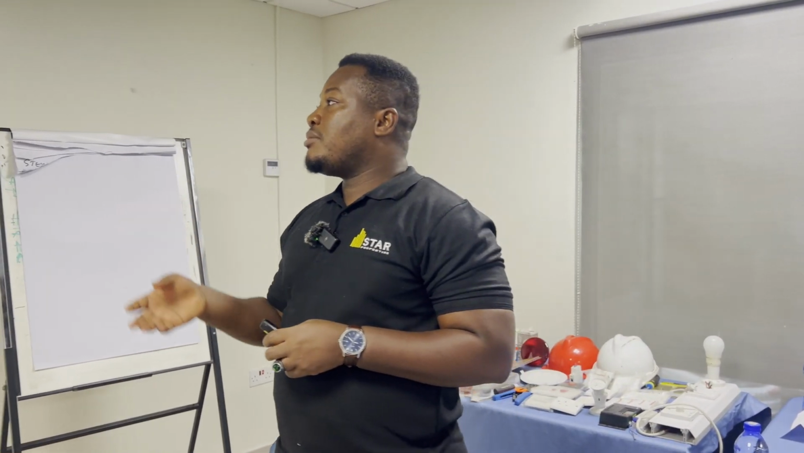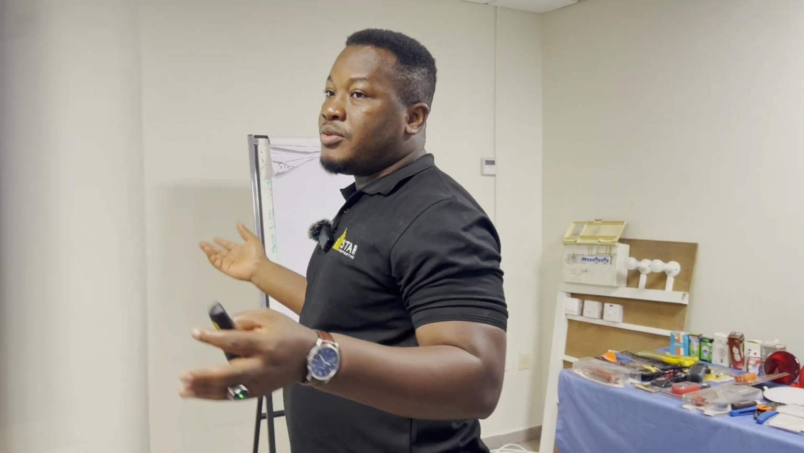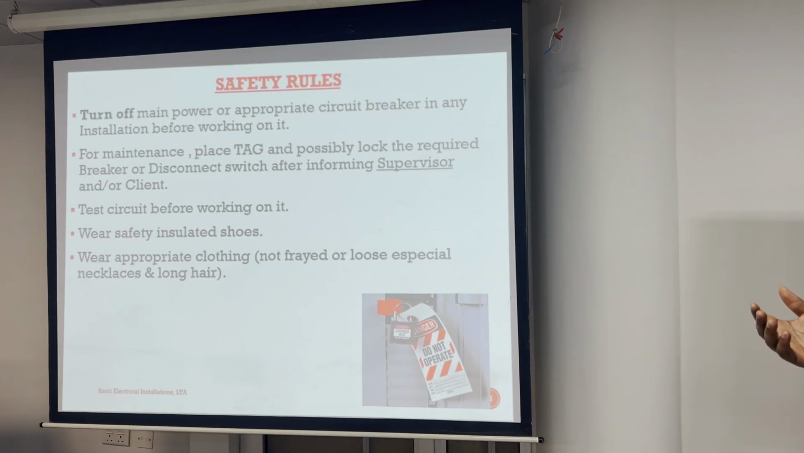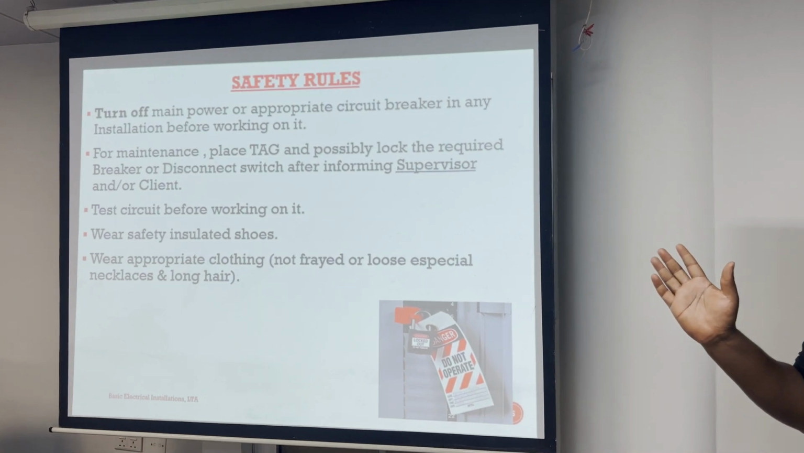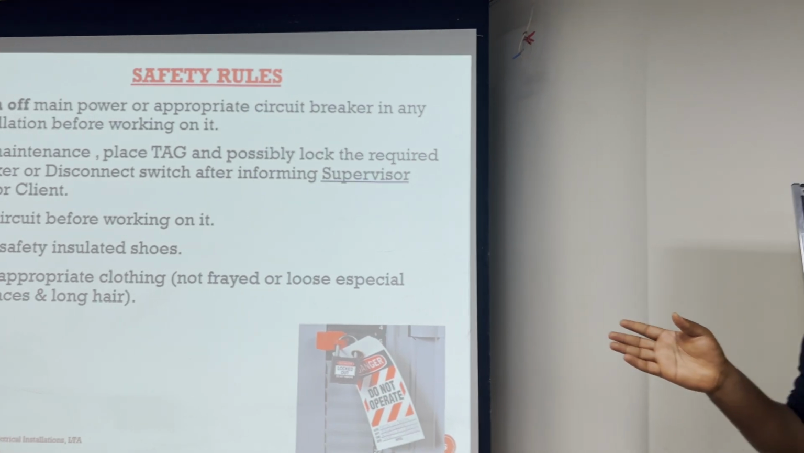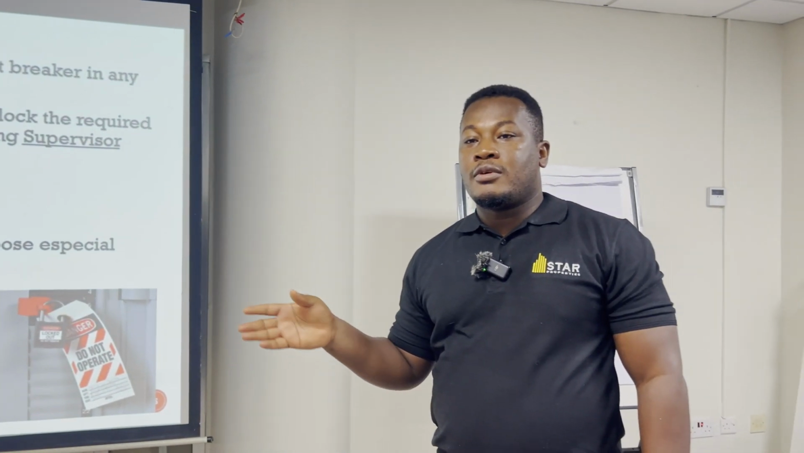So these are some of the procedures you go through if you want to work on, let's say, an existing installation. Let's say they called you, oh, my socket is faulty. First of all, you need to isolate that socket from the power, and then you work on it.